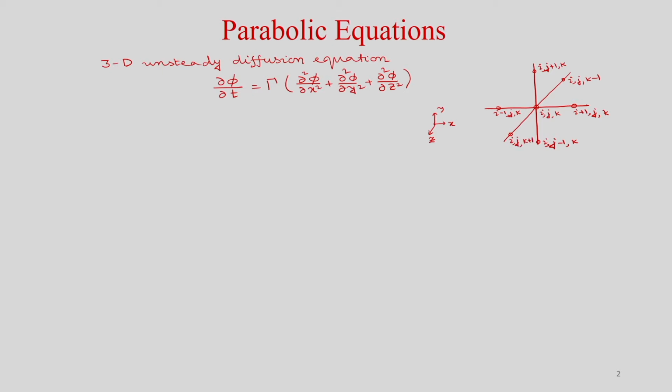So, we have uniform step size in x, y, z direction, those are delta x, delta y and delta z, and also we have the time step size delta t. We are moving from n to n plus 1, so n is your previous time level and n plus 1 is your current time level.